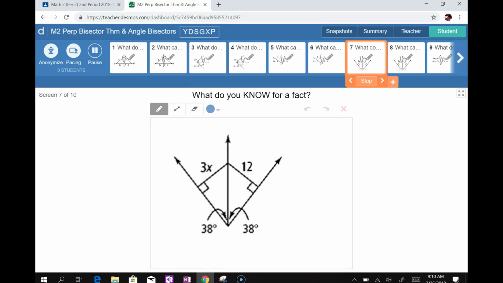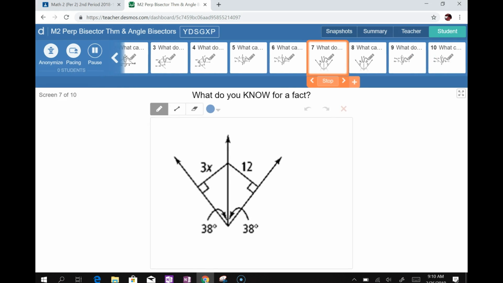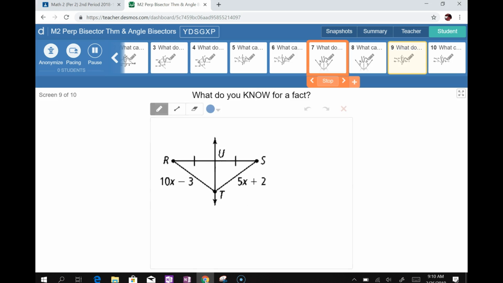Hold on a second. I want to get to the last one. Okay, what do you know here for a fact? Okay, so we know that RS is bisected. Do we know anything more than that? No, it's not a perpendicular bisector, so we can't conclude anything. Your answer would be no solution or no conclusion.